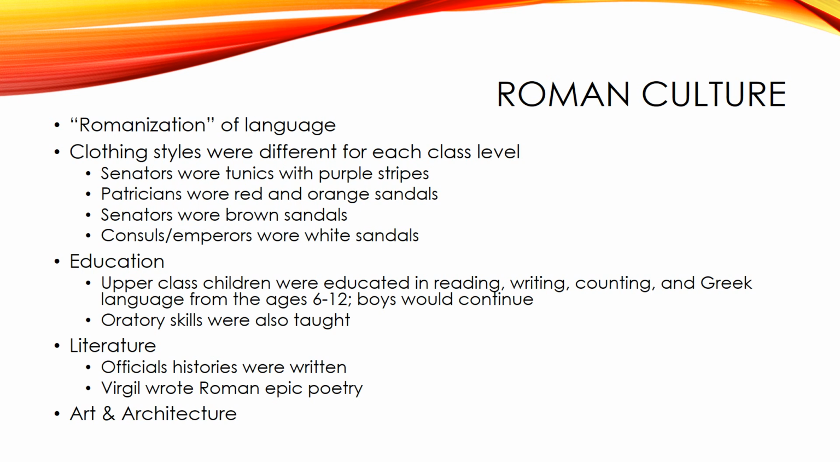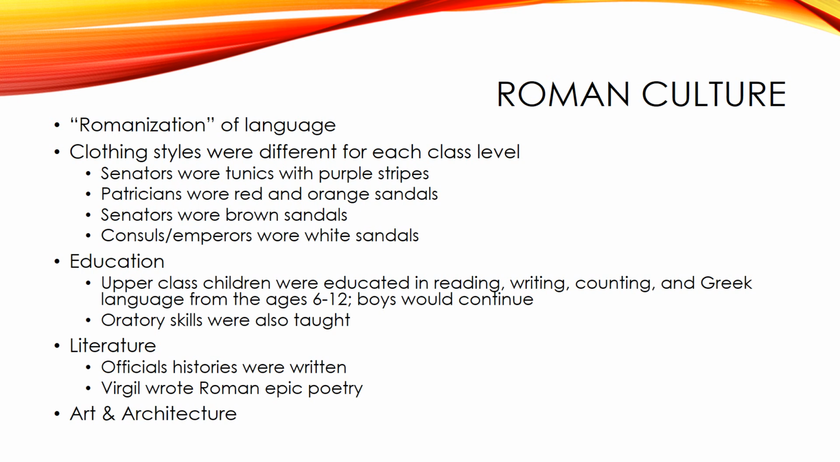Clothing styles, as far as culture goes, were different for each class level. So like the senators would wear tunics with purple stripes, the patricians would wear a specific color sandal, and then the senators actually wore a specific color sandal. Consuls and emperors wore white sandals to kind of symbolize the purity of their office. So clothing is very important to showing your social class within the Roman culture.